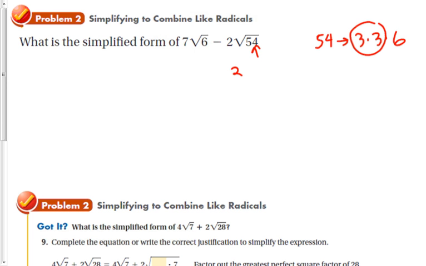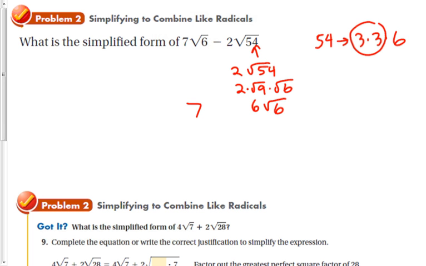So 2 times the square root of 54 is the same as 2 times the square root of 9 times the square root of 6. Square root of 9 is 3. 2 times 3 is 6. So that expression really simplifies to 6 times the square root of 6.